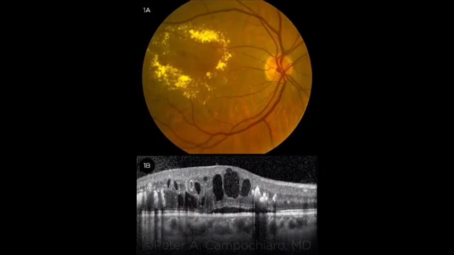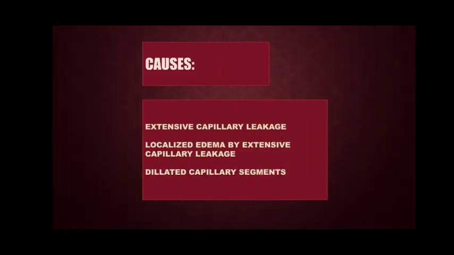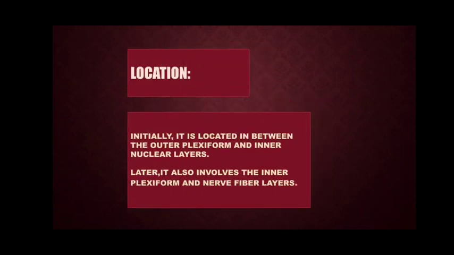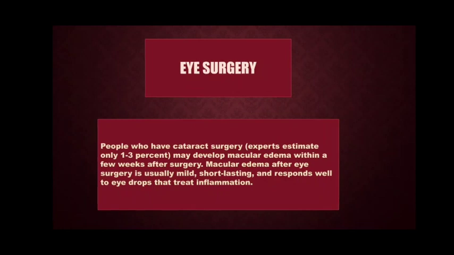In diabetic macular edema, sugar level in blood increases, blood vessels are constricted and oxygen supply reduces, so blood vessels go into oxidative stress. They release free radicals like hydrogen peroxide. Due to this release, the blood vessels are damaged and result in leakage of fluid. This fluid is accumulated and edema occurs. Initially, it is located in between outer plexiform and inner nuclear layers, but later it also involves the inner plexiform and nerve fiber layers.